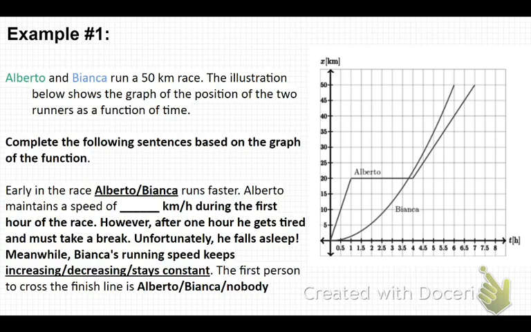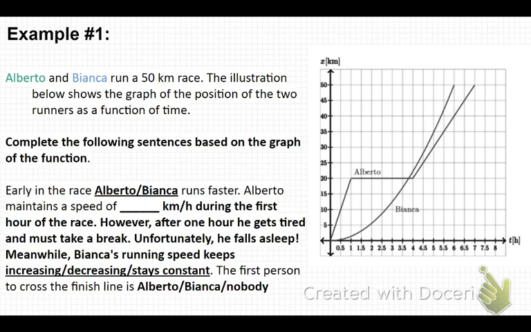Can I get a different volunteer, please, to read the first sentence? What does it say? A different volunteer. You don't have to answer anything. Just read the first sentence. Someone else. Can you read me one sentence? Okay, who's going to read it? You going to read it? Early in the race, Alberto and Bianca runs faster.